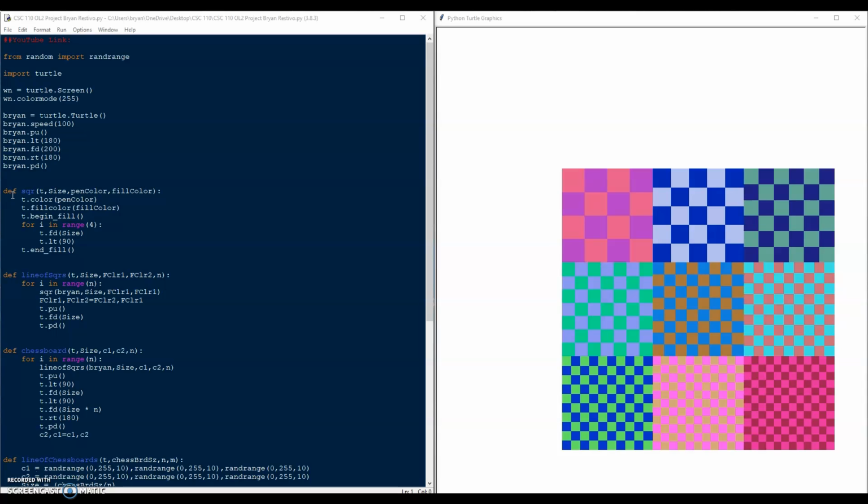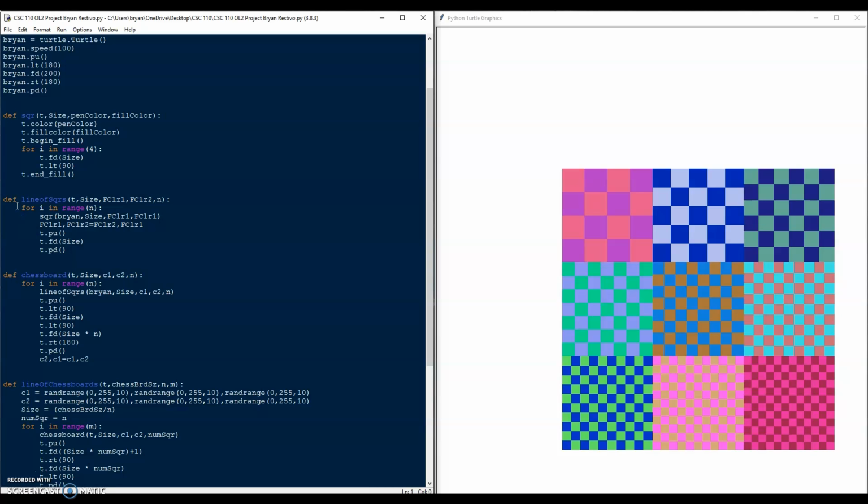And then the first function here is named square and has the arguments t, size, pen color, and fill color. And then the instructions for that function are that the turtle's color is assigned pen color, and then the fill color is assigned fill color, and then it begins the fill, and then the instructions for drawing the square are created with a for loop, where the turtle moves forward the size of the square, and then makes a left turn by 90 degrees 4 times, and then it ends the fill. So it draws one of these guys here.